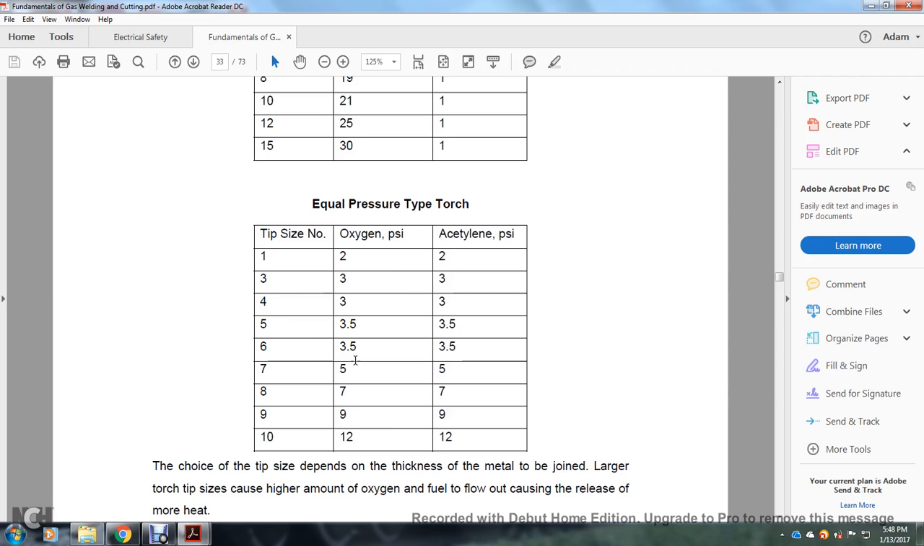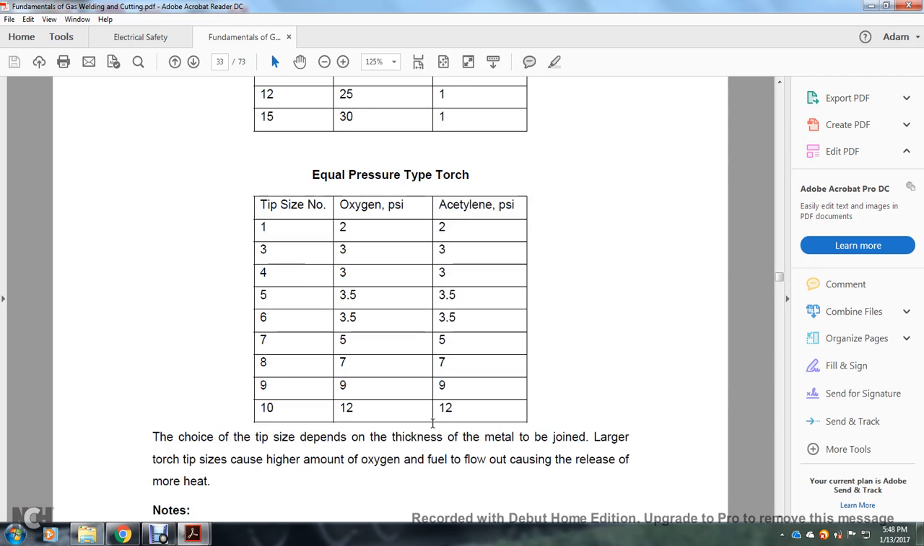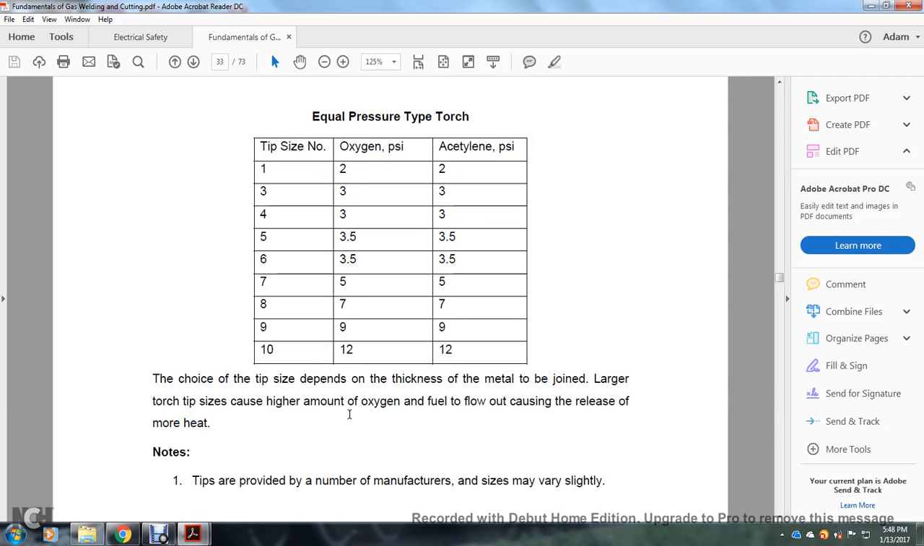Tip number 7, the oxygen psi is at 5, the acetylene psi is at 5. Tip number 8, the oxygen psi is at 7, acetylene psi is at 7. Tip size number 9, oxygen psi 9, acetylene psi 9. Tip size number 10, oxygen psi 12, acetylene psi 12.